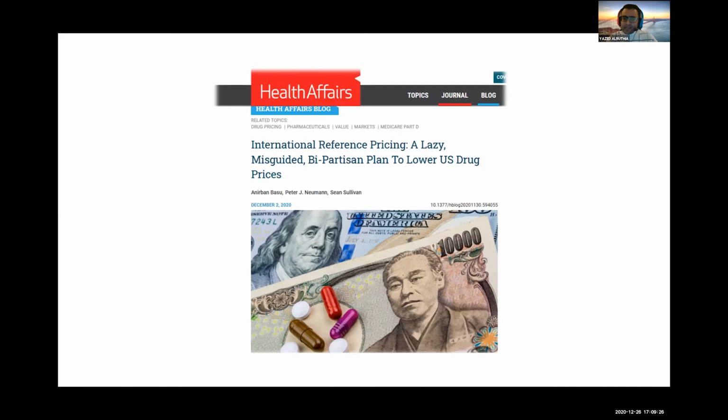Other researchers in the United States believe that the United States should not go that route, and that international reference pricing is a lazy, misguided, bipartisan plan. They believe that although there could be savings of about $70 or $80 billion, as I discussed in the previous slide, this plan is not effective in the long term, and they called for the implementation of health technology assessment in the United States. We should govern or control the prices for the different publicly insured patients, either Medicare, Medicaid, or the State Children's Health Insurance Program.